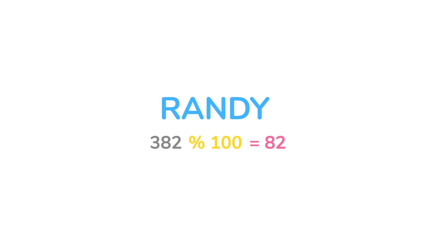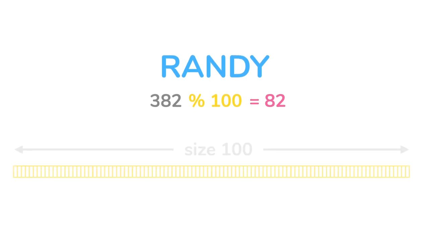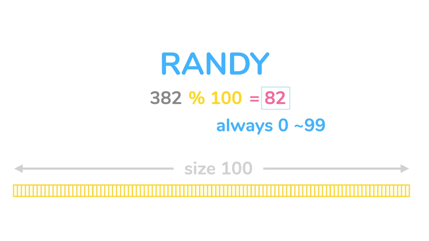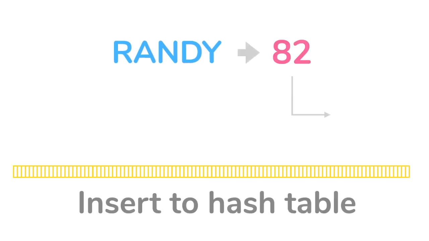So why is it 100? Because that is the size of the array that we want to store the name into. In this case, the resulting hash code will always be something between 0 and 99. So we store Randy at index 82.